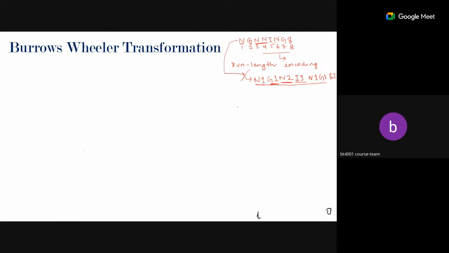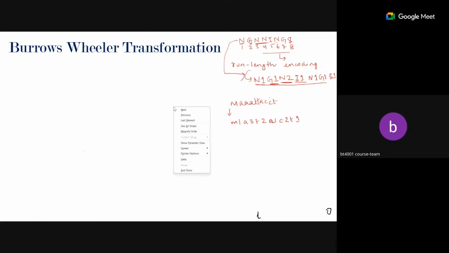For example, let's say we have T A C T. What will be the run length encoding for this? T1, A1, C1, T1. Yes, this is what is called run length encoding. So this is everything about run length encoding.